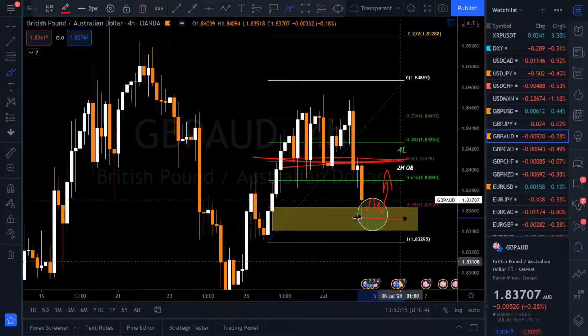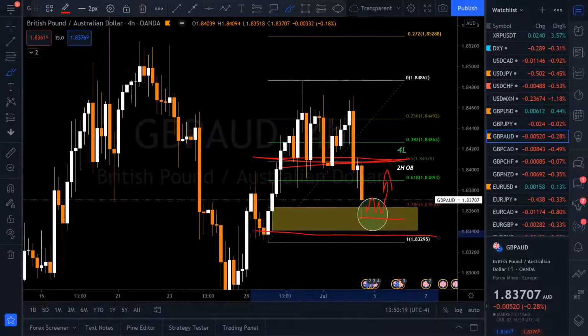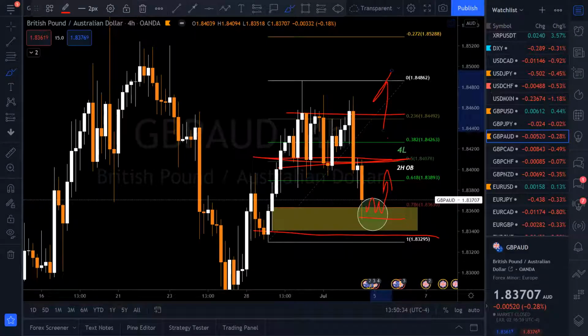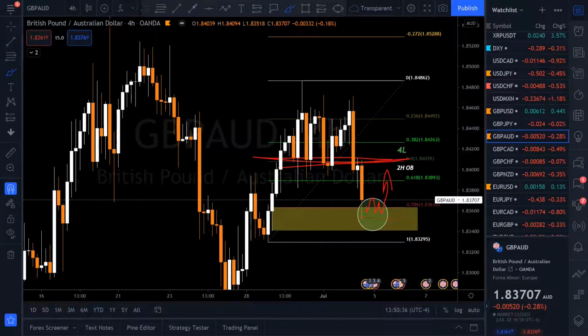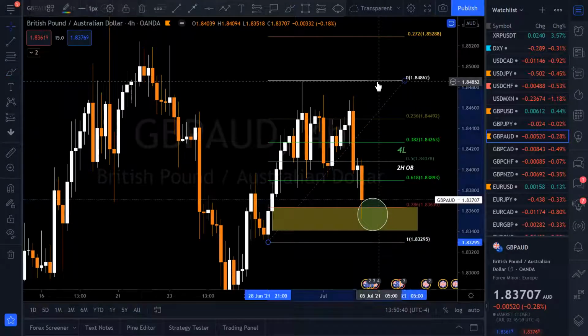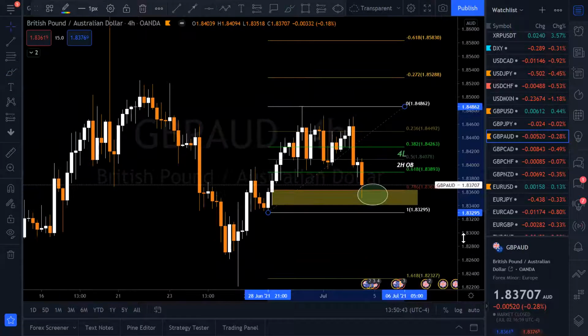If we break these lows, then I'm looking for price to continue lower. But if this support holds here, then I'm thinking that we're going to equal these highs, and then we're going to break those highs to the upside. That's all I got on this one. But I'm watching this pair because it's moving, it's dynamic.